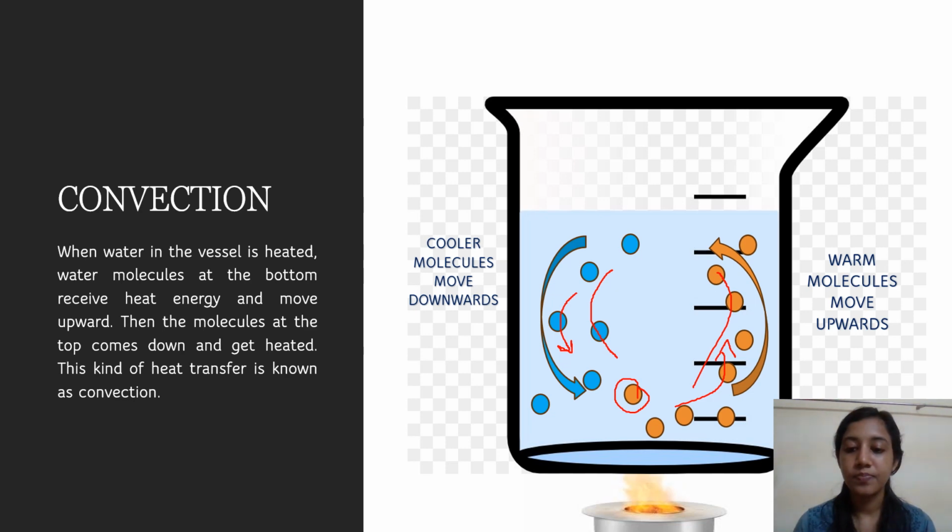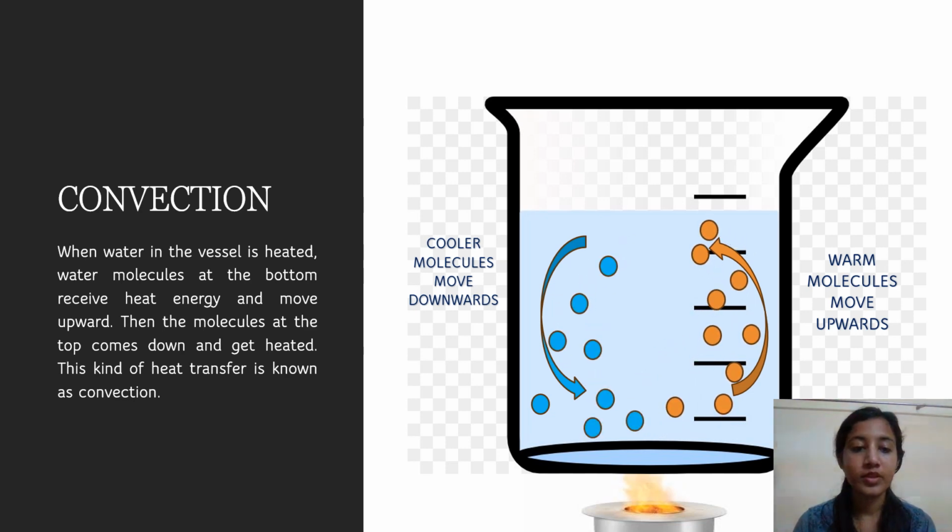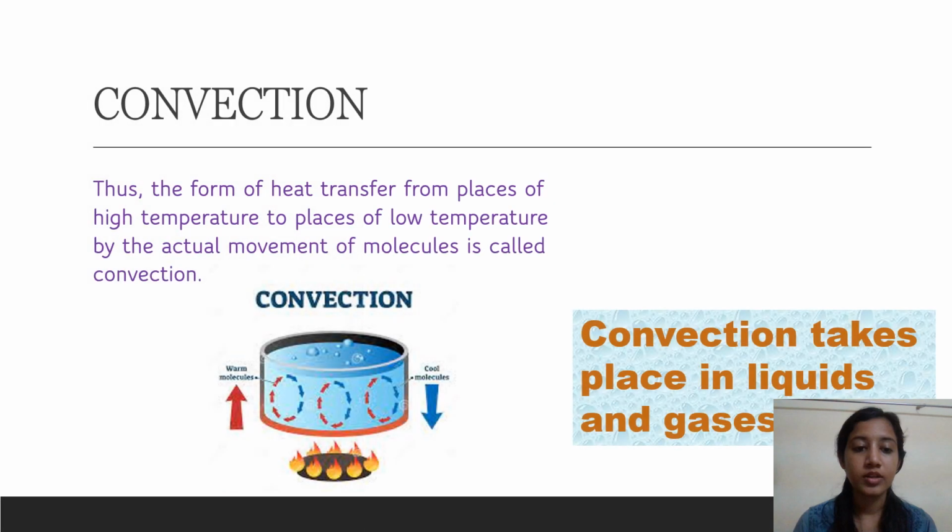Now let us see what is convection's definition. The form of heat transfer from places of higher temperature to places of lower temperature by the actual movement of molecules is called convection. In conduction, we have learned that there is no actual movement of atoms, while in convection, there is actual movement of molecules. And convection takes place in liquids and gases, while conduction takes place in solids.